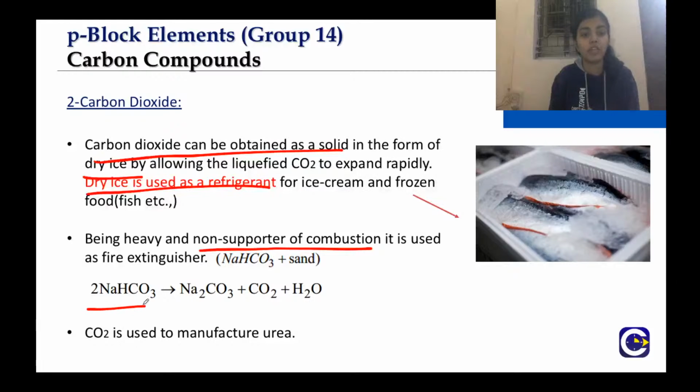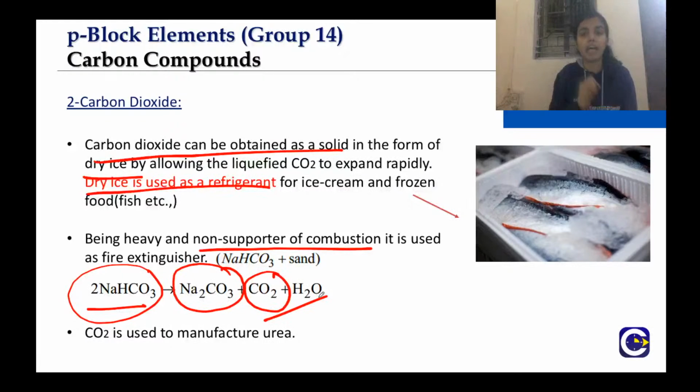So NaHCO3, sodium bicarbonate, releases what? Na2CO3 plus carbon dioxide gas. Now this carbon dioxide gas cuts the supply of oxygen, which is very much necessary for the fire to burn, right? And if no supply of oxygen is there, or the oxygen supply is cut, then the fire will extinguish itself, right? And CO2 is also used to manufacture urea. What is urea? NH2, C double bond O, NH2. This is the formula for urea.